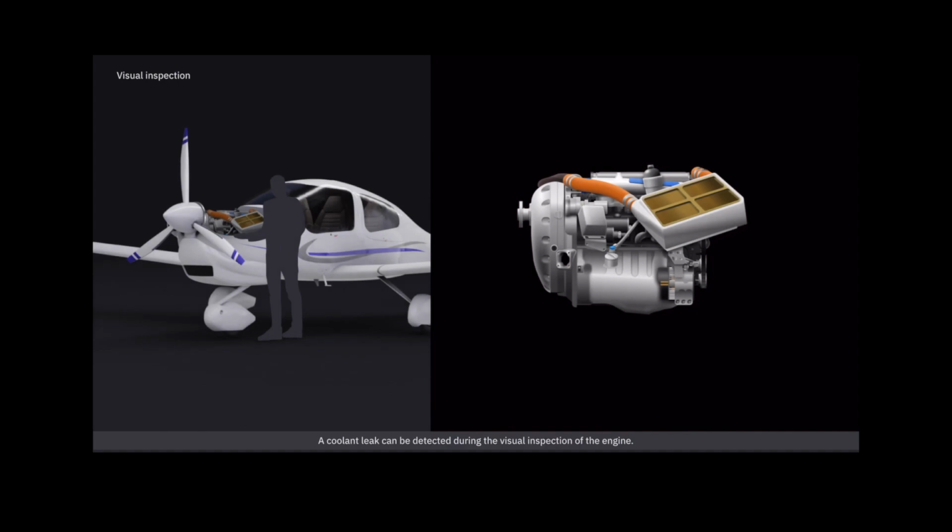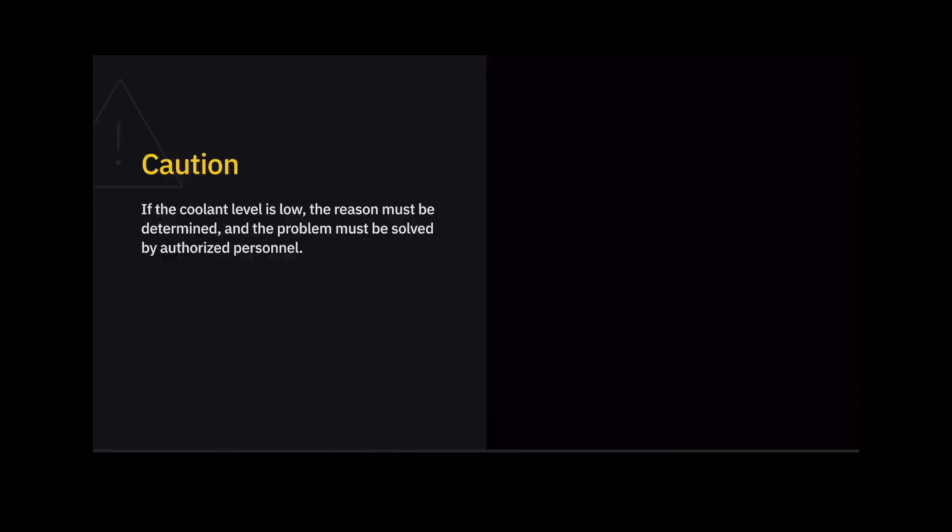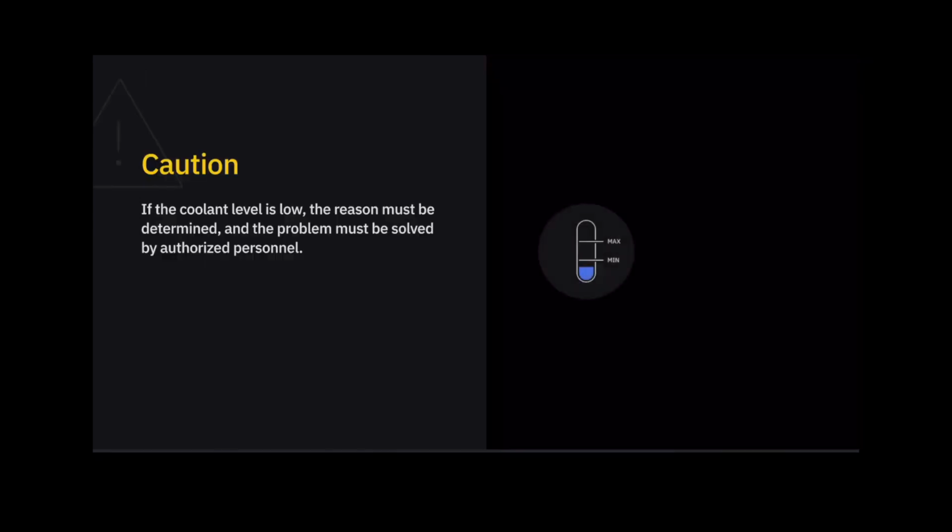A coolant leak can be detected during the visual inspection of the engine. Since the color of the coolant is usually blue, it is easy to be noticed. Caution. If the coolant level is low, the reason must be determined, and the problem must be solved by authorized personnel.